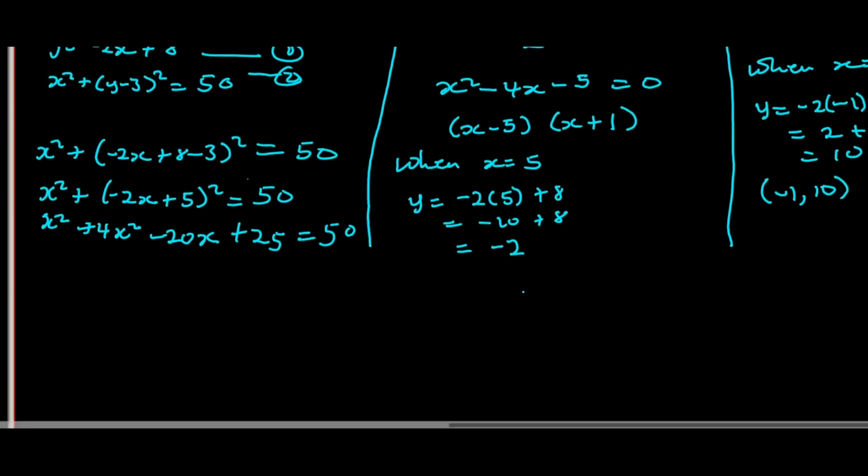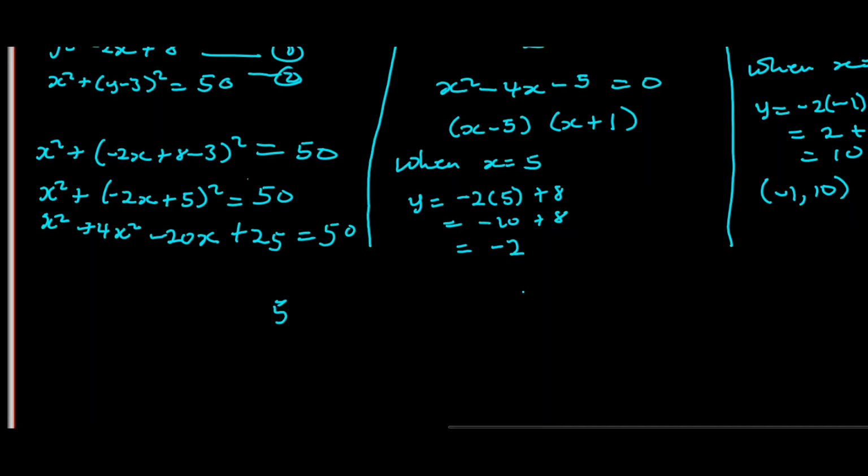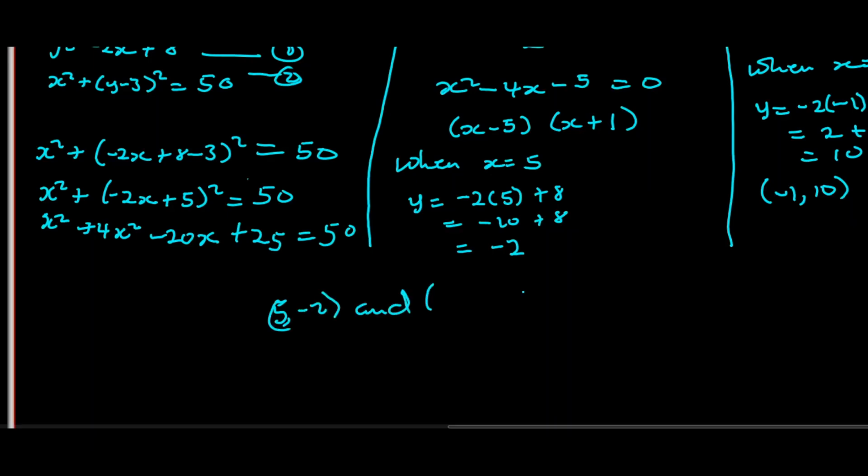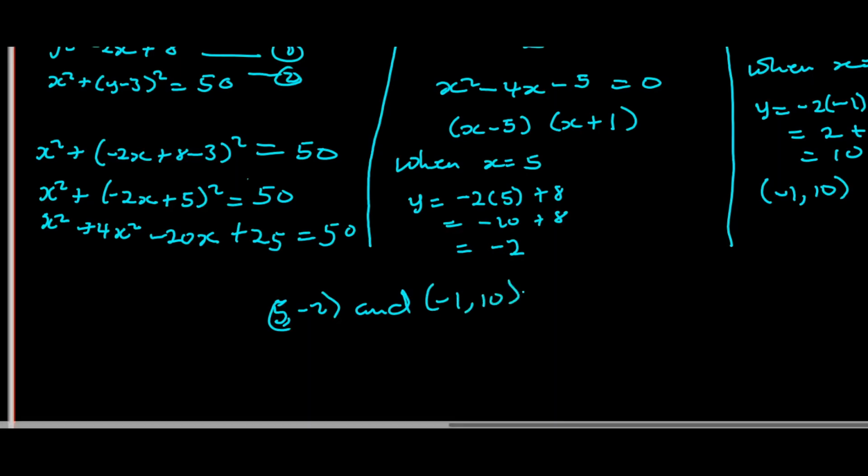So for the points of intersection, the correct answer is D. That is (5, -2) and (-1, 10). So that is that for question 18. Now move on to question 19.